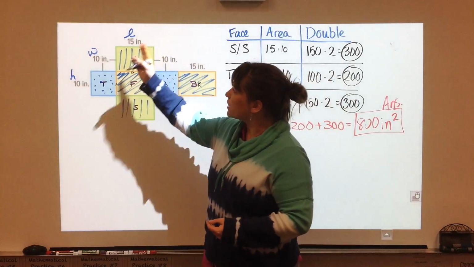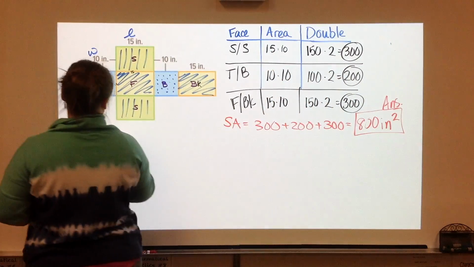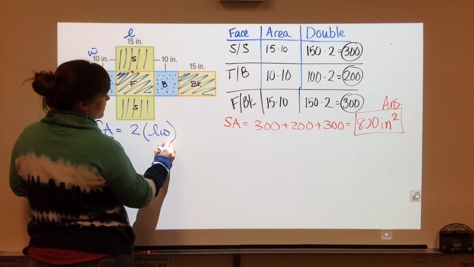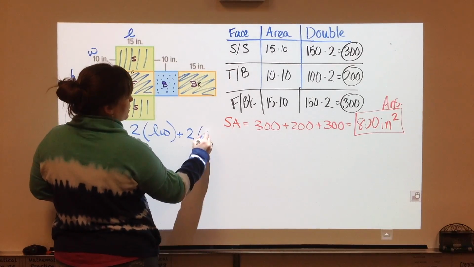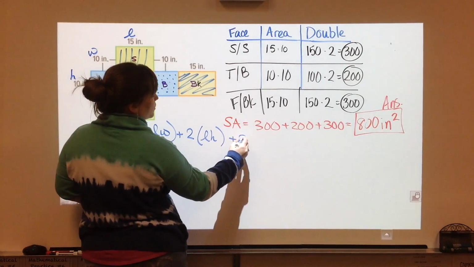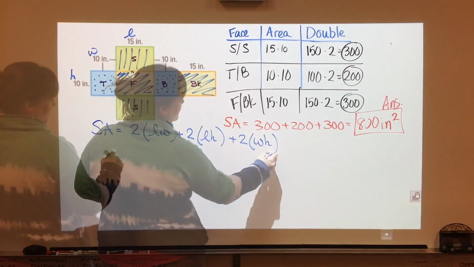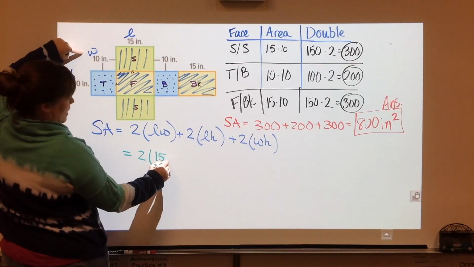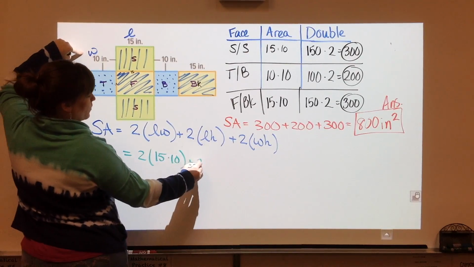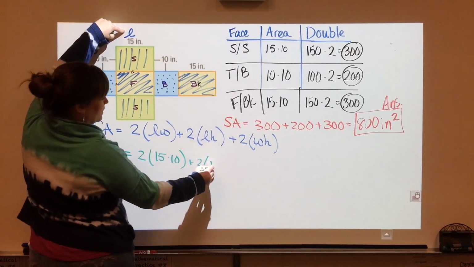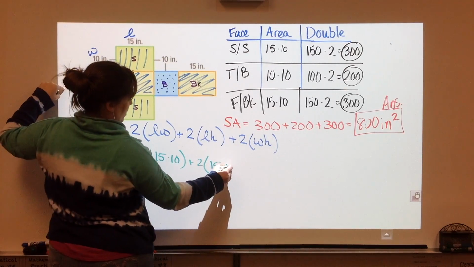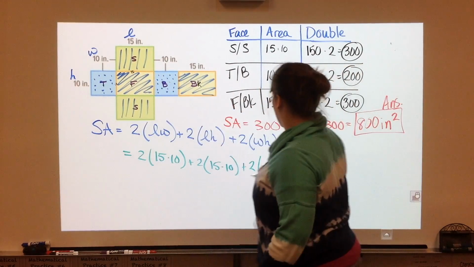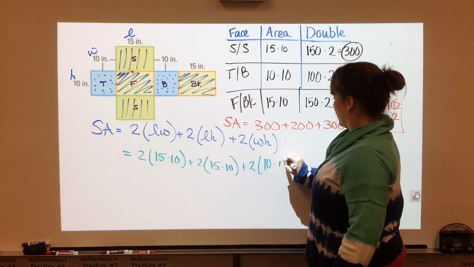We're going to use the 10, 15, and the 10, and here's our formula. We're going to take twice the length and the width, plus twice the length and the height, plus twice the width and the height. So that's going to be equal to the 15 times the 10. Then we're going to double the length, which is 15, and the height, which is 10 again.